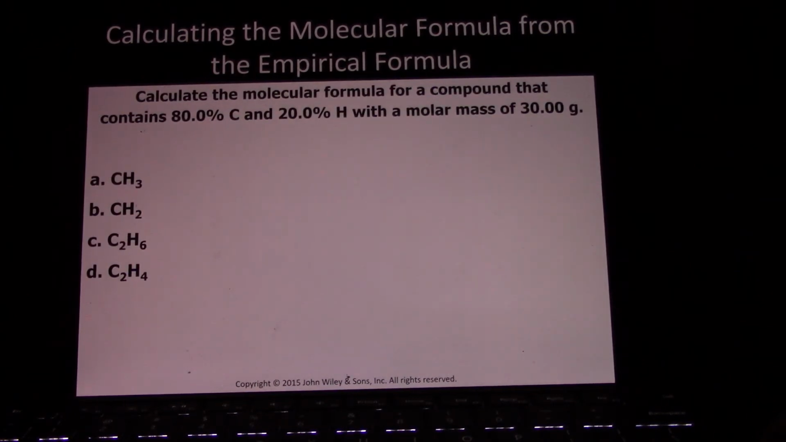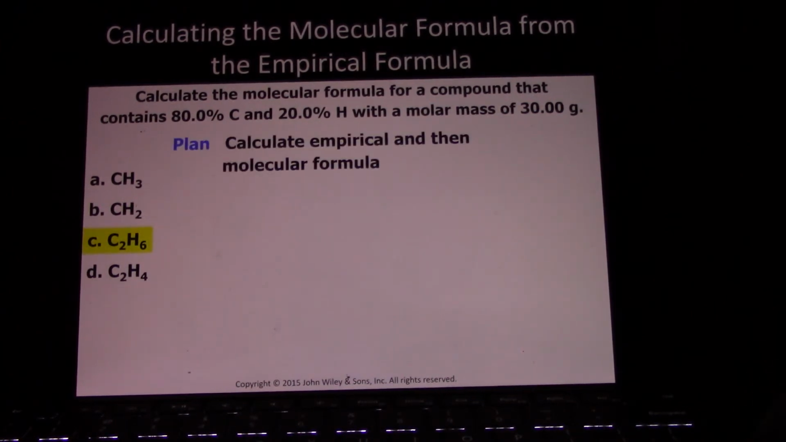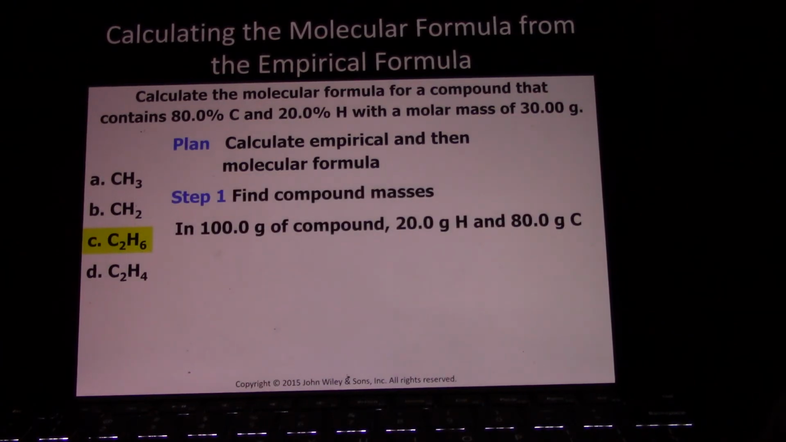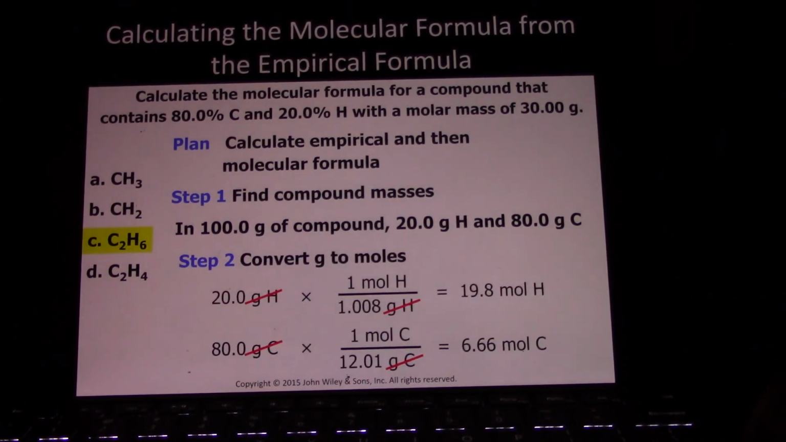Calculate the molecular formula for a compound that contains 80% carbon and 20% hydrogen by mass. And they give you a molar mass of 30 grams per mole. Again, we must first find the empirical formula. Pretend you have 100 grams. 80% is 80 grams. 20% is 20 grams. Convert grams of hydrogen to moles of hydrogen. Convert grams of carbon to moles of carbon.